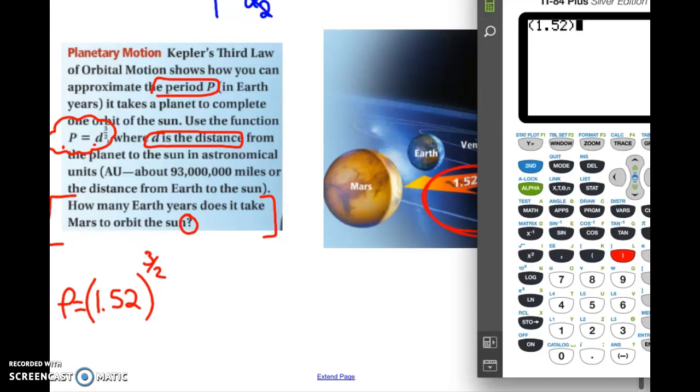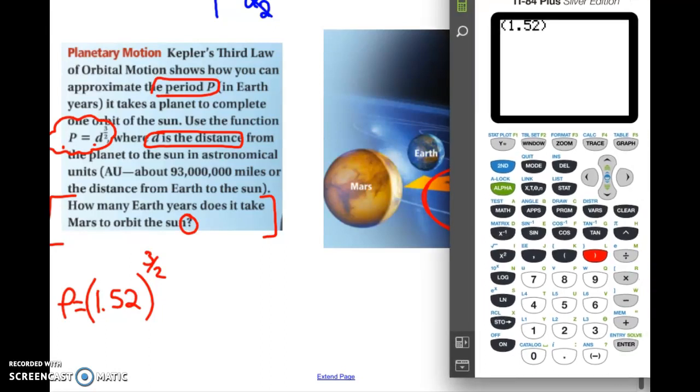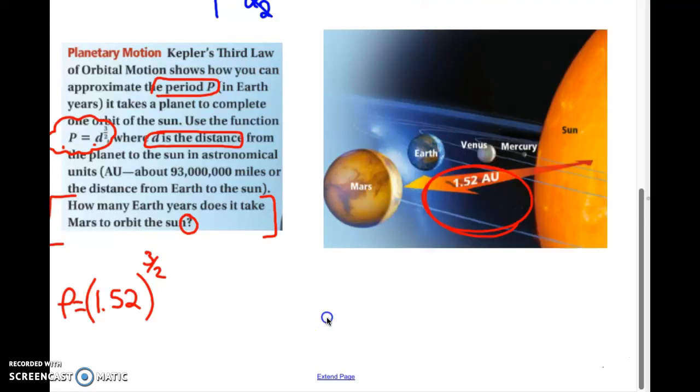To get to the exponent, I'm going to use my caret key, and it popped us up high. And then I'm going to just type in 3 divided by 2 and press enter. So it's 1.87 Earth years.